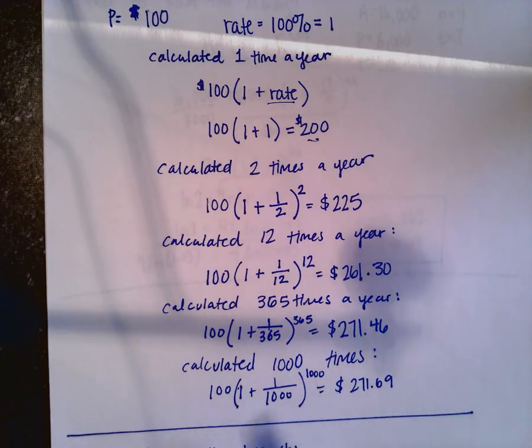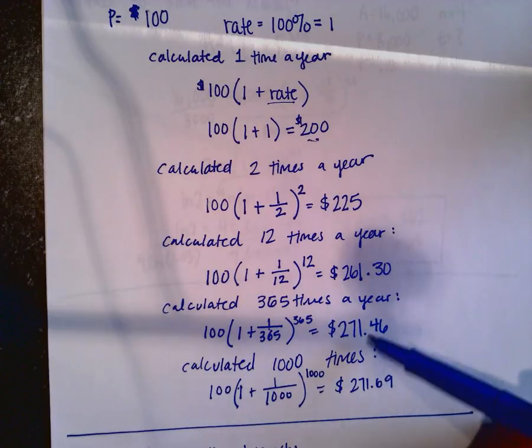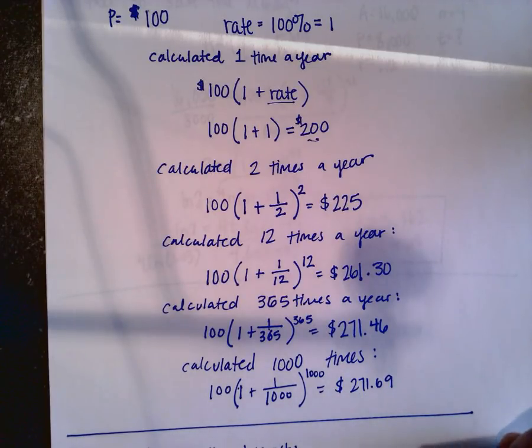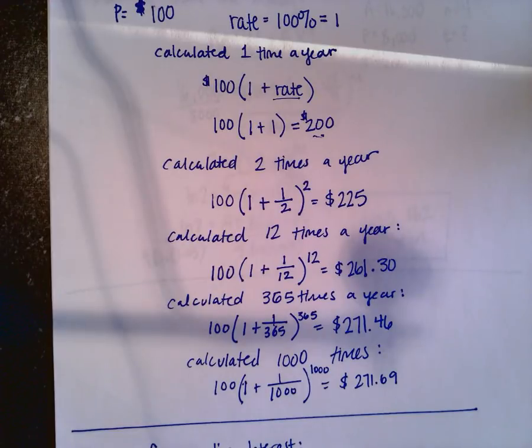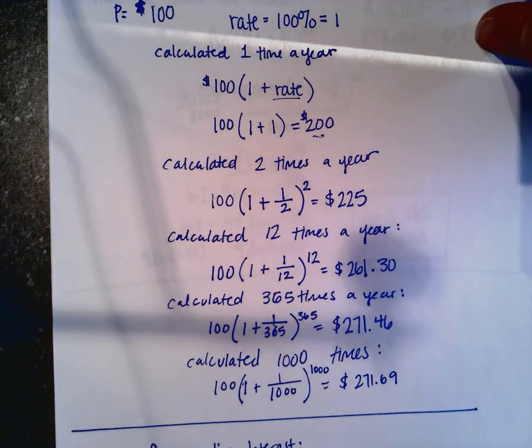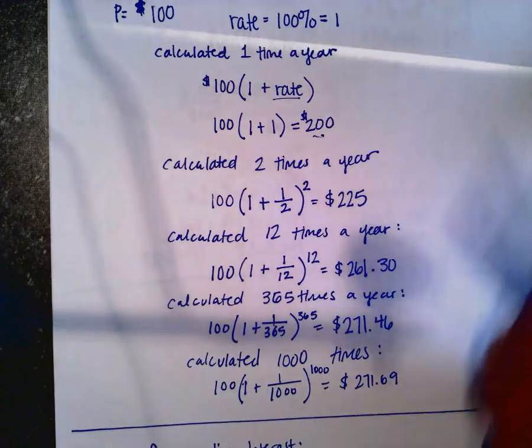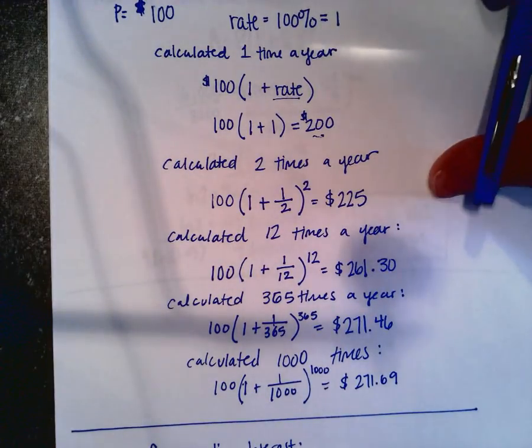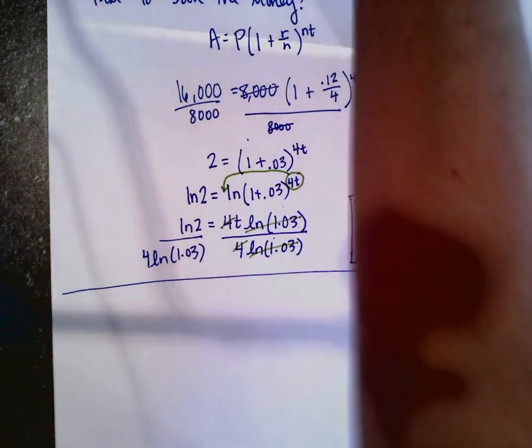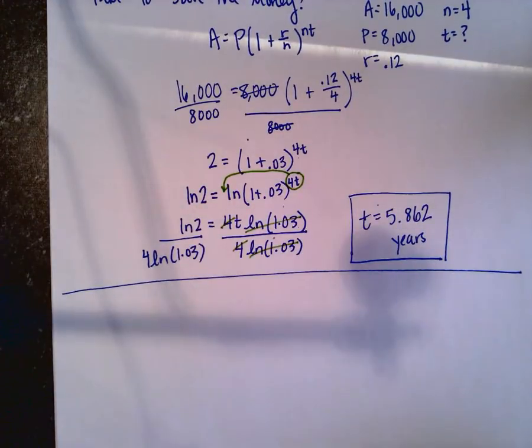And then if we did it 1,000 times, which is almost 3 times as many times as daily, we would only gain another 20 cents. So at some point here, you're going to reach that limit. Even if you were compounding the interest infinitely many times, which we call continuously compounding, it's always calculating your interest. That's something we can calculate because we're approaching this limiting value, and that's where E comes into play. So that is the usefulness of E: it allows us to calculate continuously compounding interest.